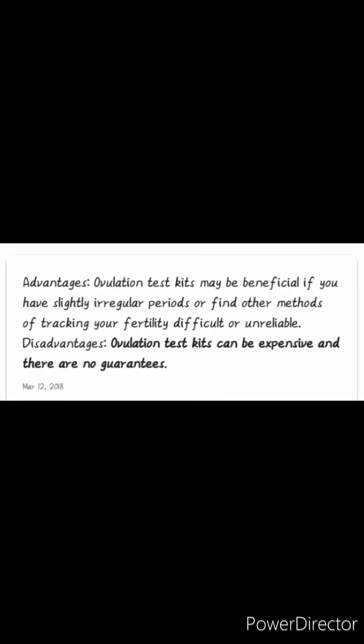The advantage of this is that it may be beneficial if you have slightly irregular periods or find other methods of tracking your fertility difficult or unreliable. The disadvantage of this is that ovulation test kits can be expensive.